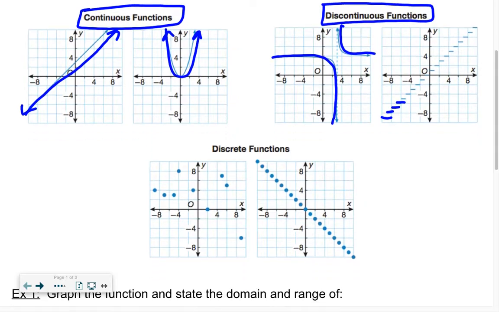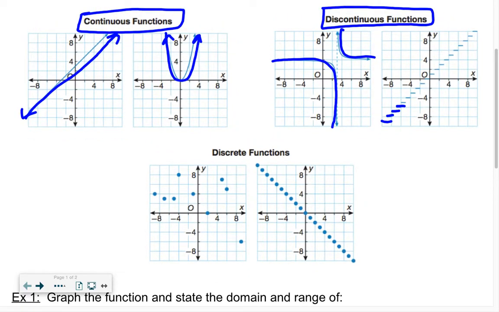The third type of function is called a discrete function. And really the only thing you need to know about a discrete function is it's a set of ordered pairs. If we look at the graph on the left, very random. There's no structure to this thing whatsoever. We just have dots that are spread out everywhere. And it's just points, therefore it's discrete.